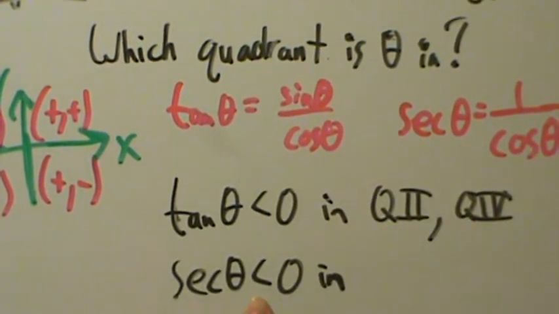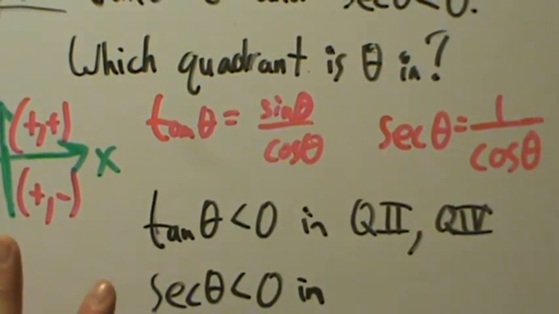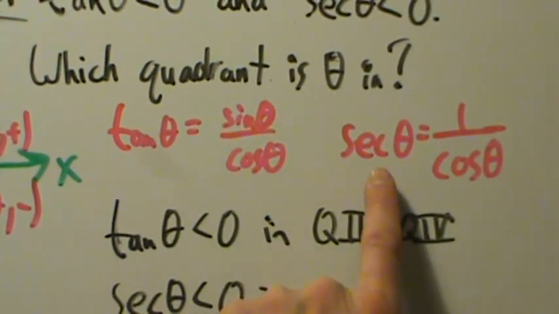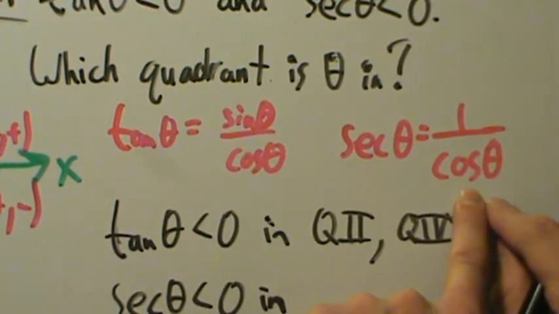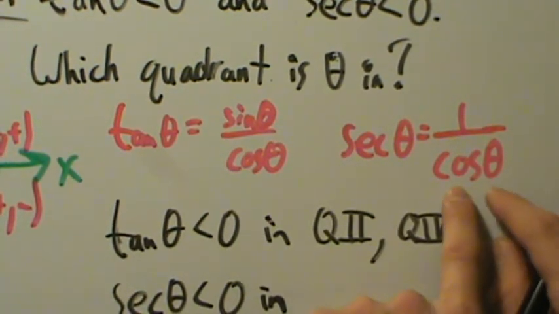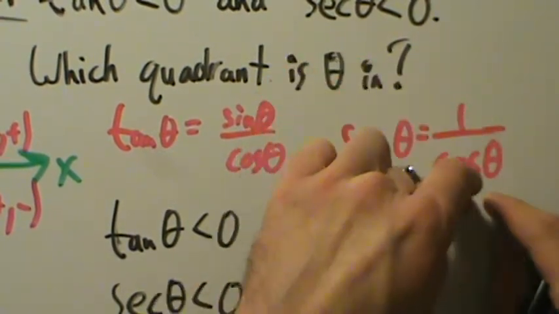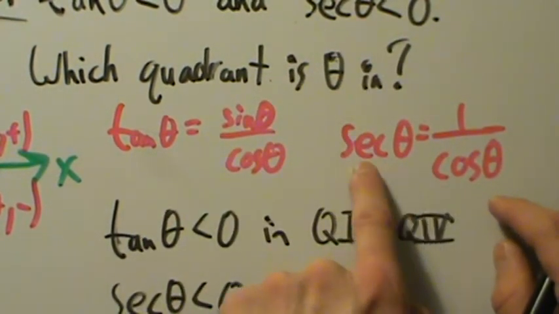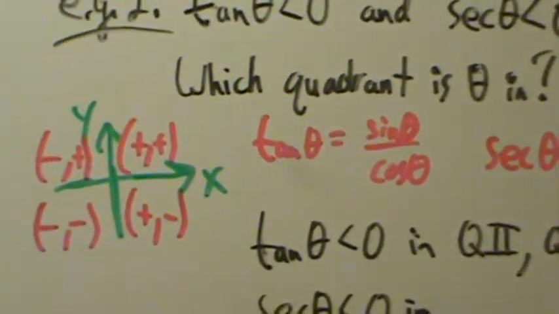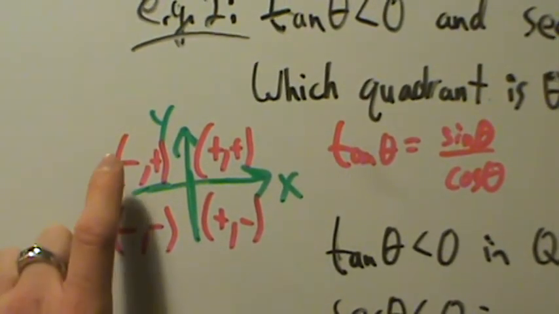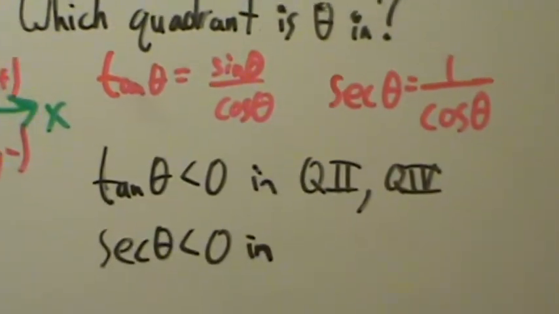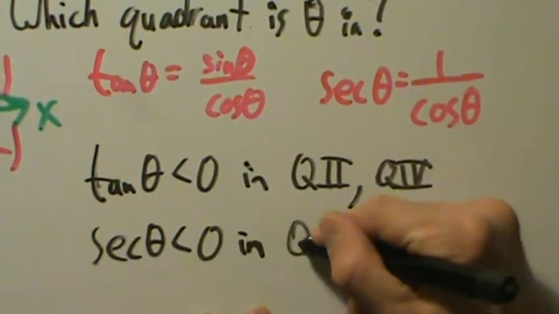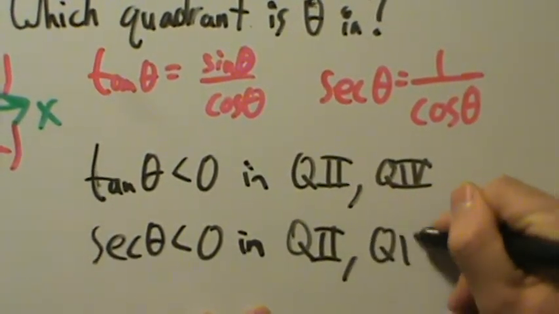Well, the secant of theta is negative wherever the x-coordinate is negative, because secant of theta is 1 over the cosine of theta. Cosine of theta really does correspond to the x-coordinate. Okay? So if the x-coordinate is negative, then the cosine is negative. Then 1 divided by negative is negative, so that's why the secant is also negative. So the secant is negative when the x-coordinate is negative. That happens in quadrant 2 and quadrant 3. Okay, only those two. So secant of theta is negative in quadrant 2 and quadrant 3.